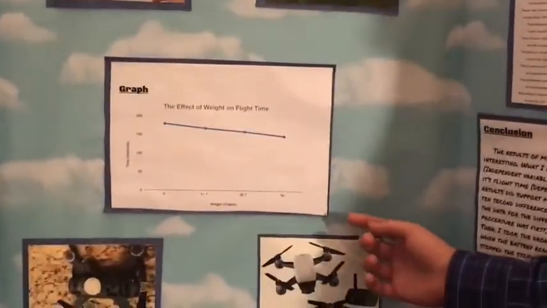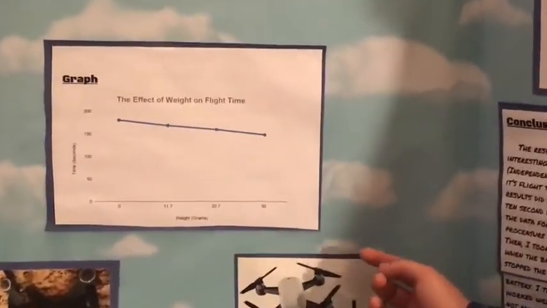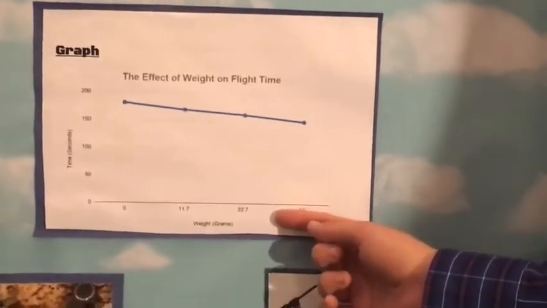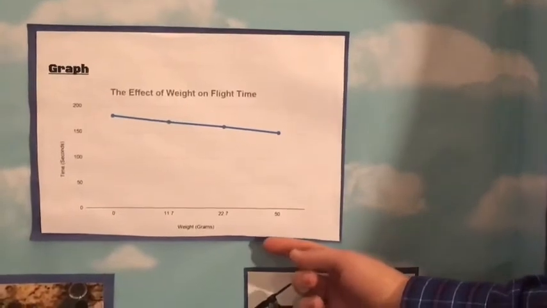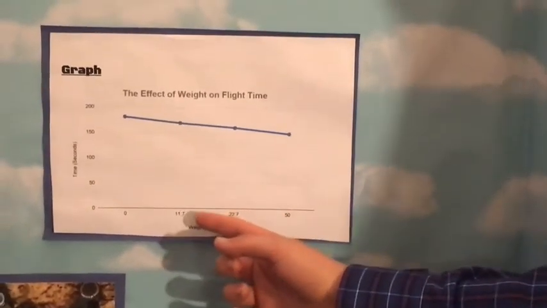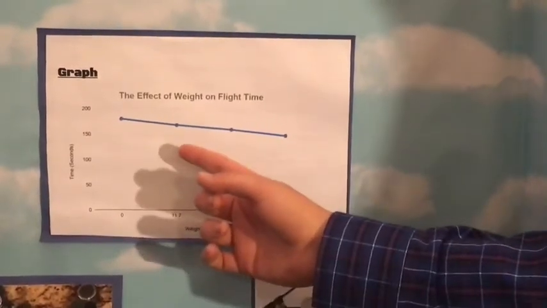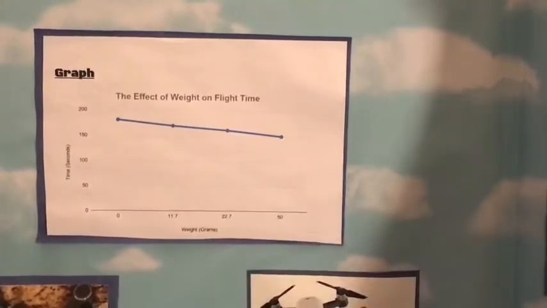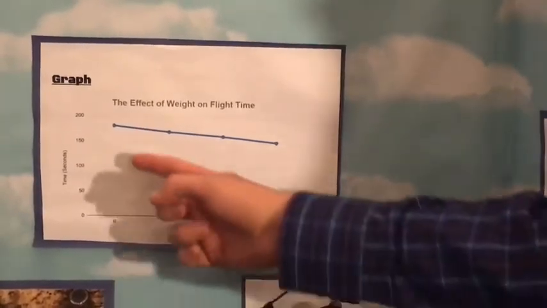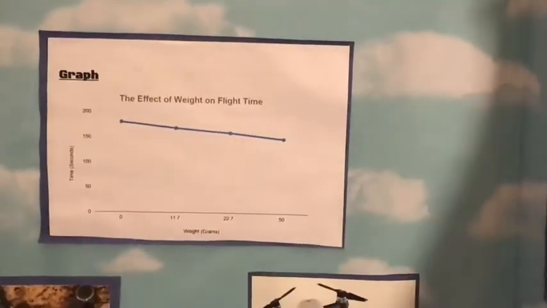For the 50-gram weight, the average was 150 seconds. For the 22.7 gram weight, or the Eisenhower dollar, it was 161 seconds. For the 11.7 gram, or the half dollar weight, it was 169 seconds. And for the control with no weight, the average was 180 seconds.